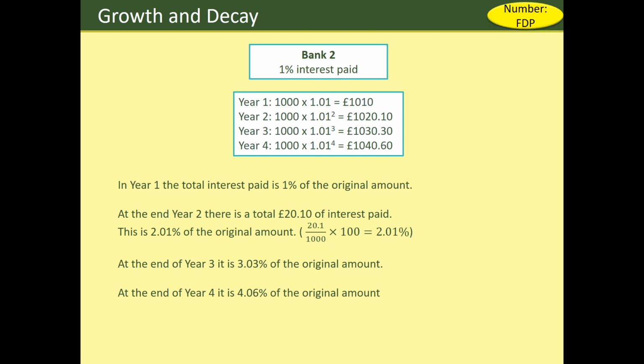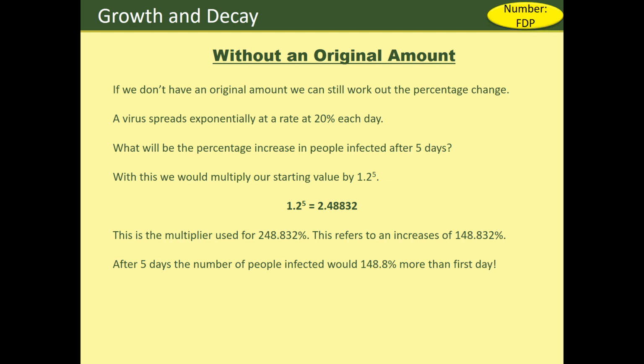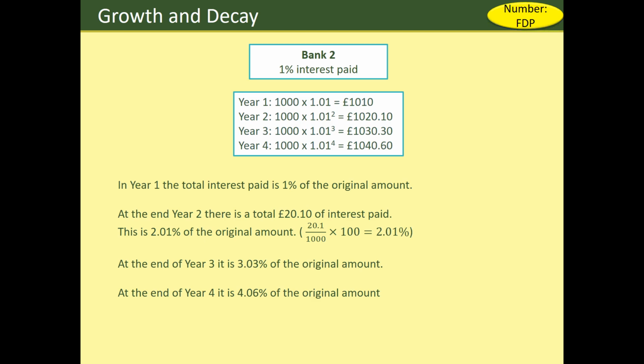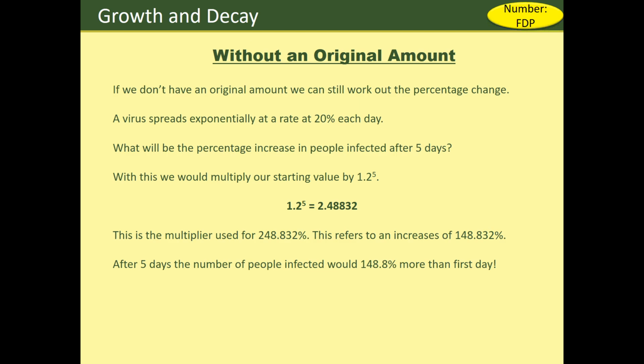We can do the same thing with Bank 2 and look at that. But with Bank 2 there, obviously our percentages go up, and we've used our original amount, but we could do this if we didn't have an original amount. So say, for example, a virus spreads exponentially at a rate of 20% each day. What will be the percentage increase in people infected after 5 days?